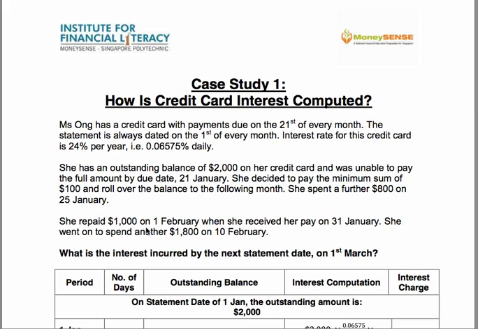She repaid $1,000 on the 1st of February when she received her pay on the 31st of January. She went on to spend another $1,800 on the 10th of February. The question we would like to ask ourselves is, what is the interest incurred by the next statement date on the 1st of March?